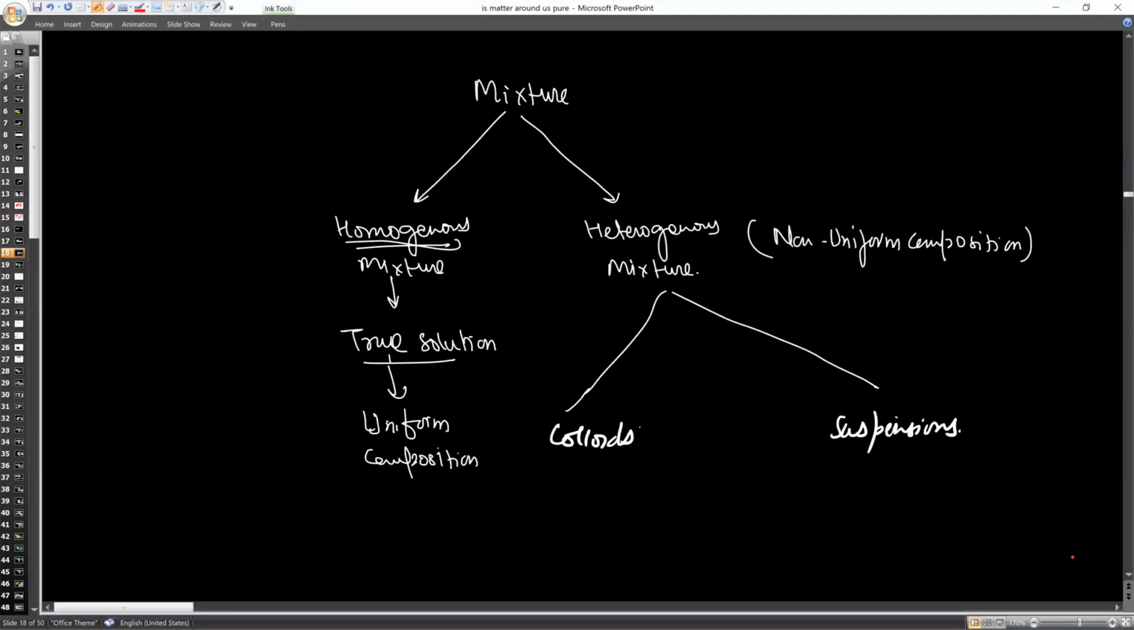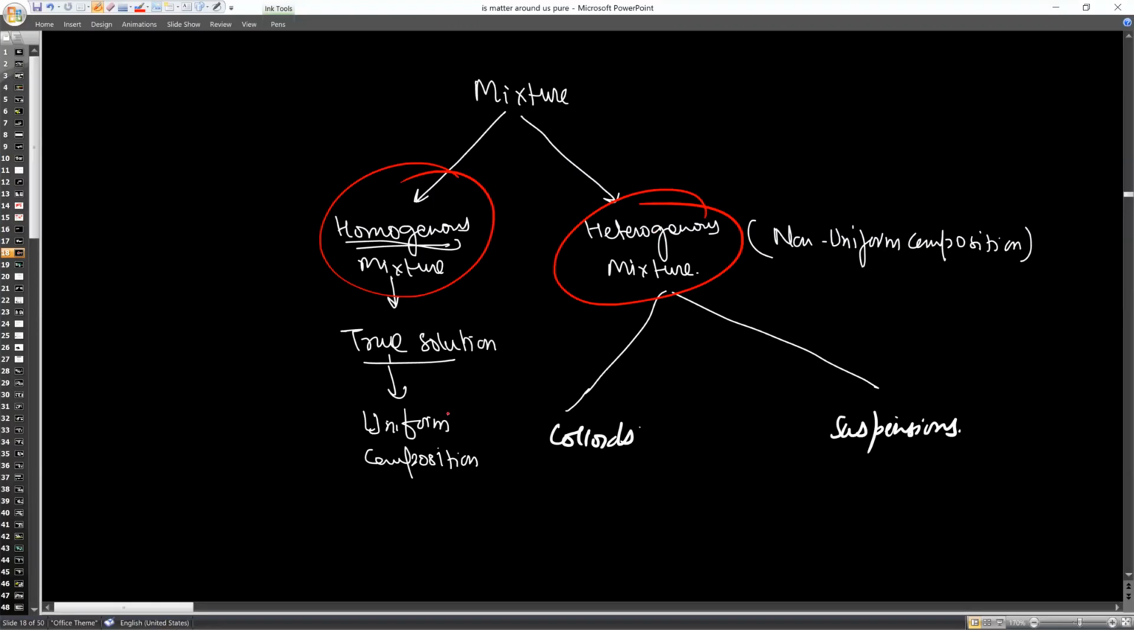Now we are just going to discuss the types of mixtures. There are two types of mixtures: one is homogeneous mixtures and the other is heterogeneous mixtures. Homo means same and hetero means different. So homogeneous mixtures are the mixtures that are the same, and heterogeneous are those that are different.